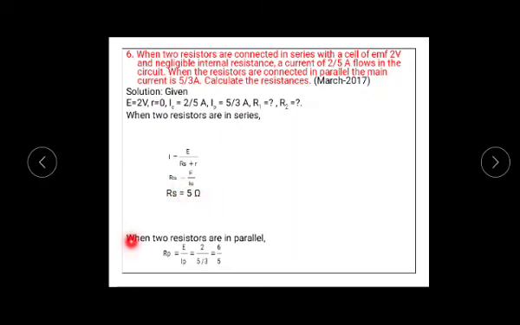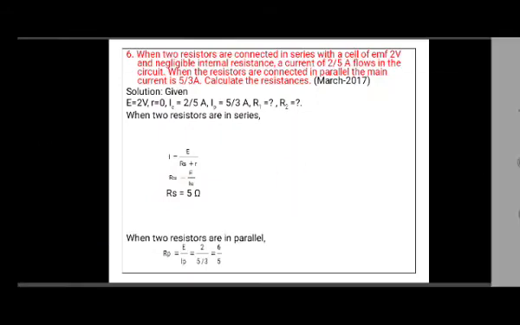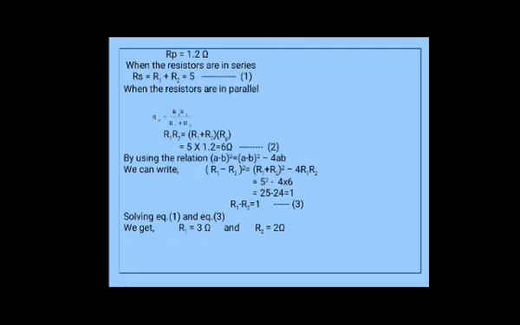Then when two resistors are in parallel, you will write Rp is equal to E divided by Ip. So E value is 2, divided by Ip value 5 by 3. Simplify it, you will get 6 by 5. So Rs value you got is 5 ohm and Rp value you got is 6 by 5. Next, 6 by 5 can be written as 1.2 ohm.